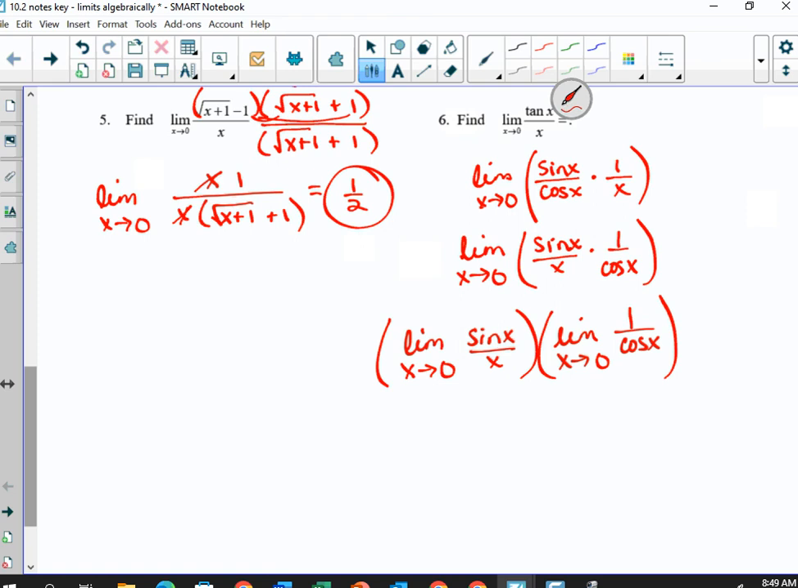Do you recognize anything here? Up above where I said put these in your brain, that's one of them. The limit as x approaches 0 of sine of x over x is 1. And then, can we plug 0 into the other one? Yes. What's the cosine of 0? 1, and 1 divided by 1 is 1. And 1 times 1 is 1. So all of that to get to 1.